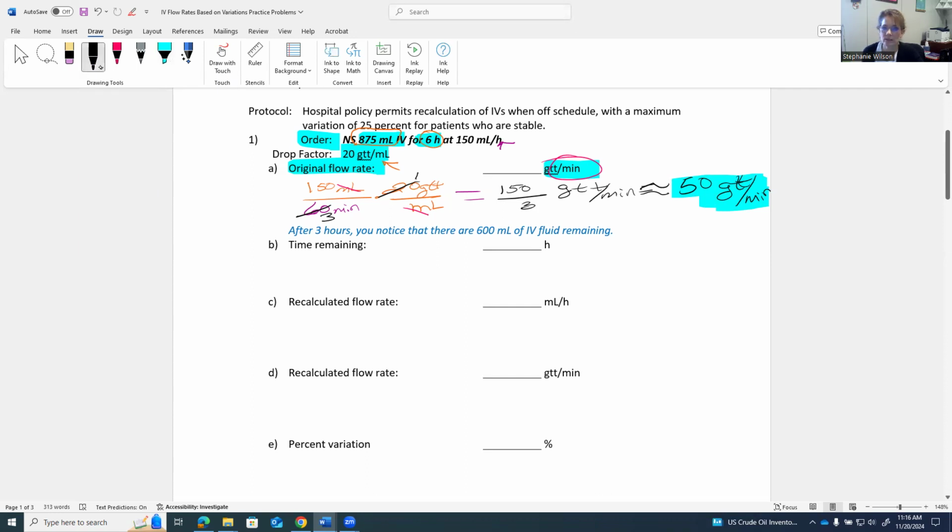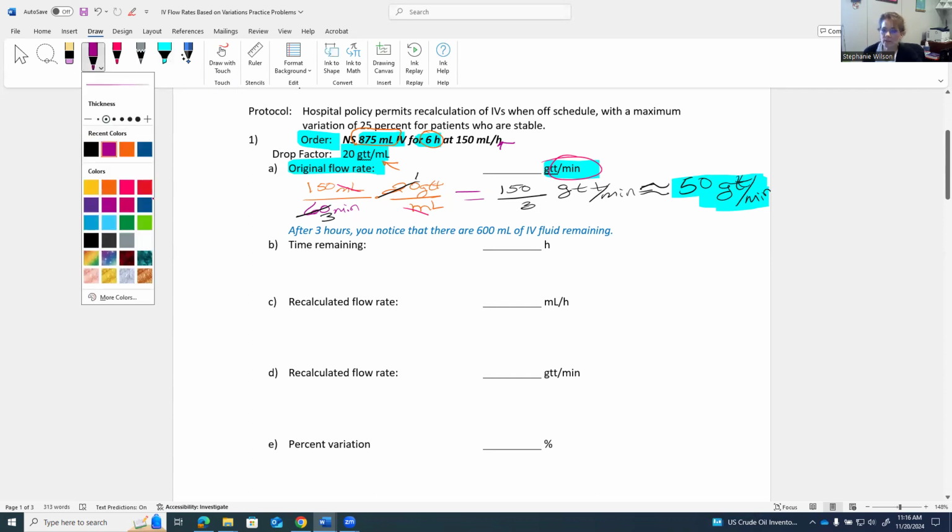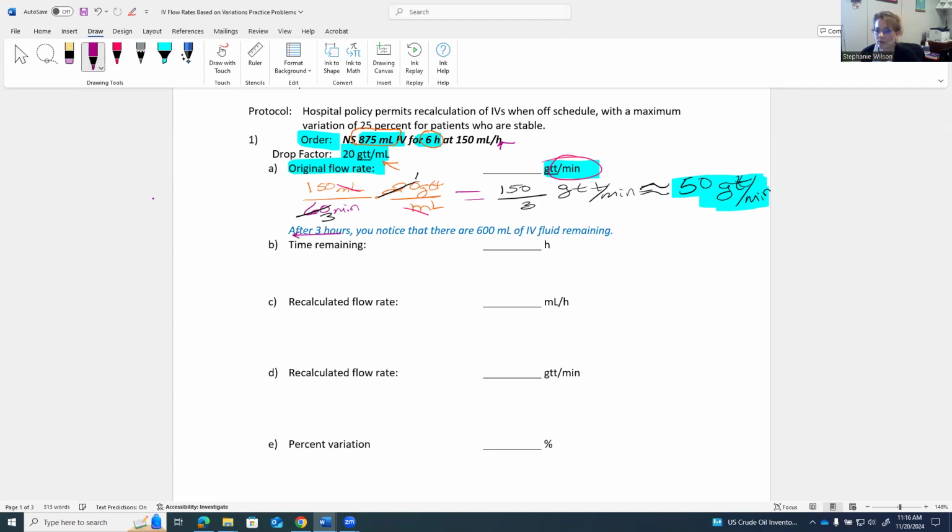So let's do the next question. The next one says, after 3 hours, you notice that 600 milliliters are remaining. So he wants to know what's the remaining time. Well, the starting time was 6 hours. You've got 3 hours later. So it's a total of 3 hours. That works out great. So the remaining time is 3 hours.